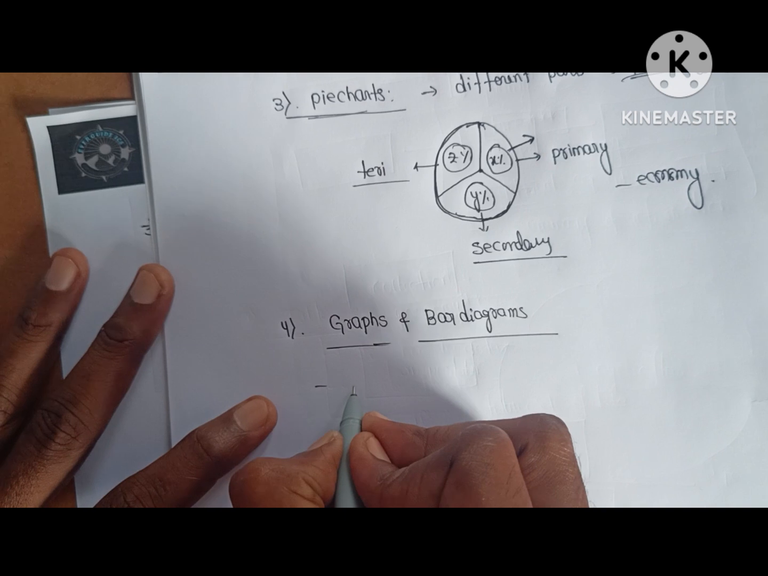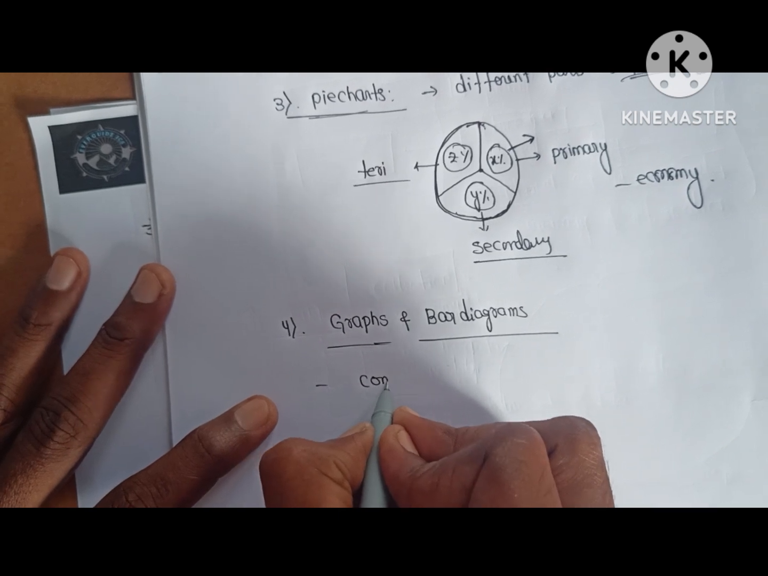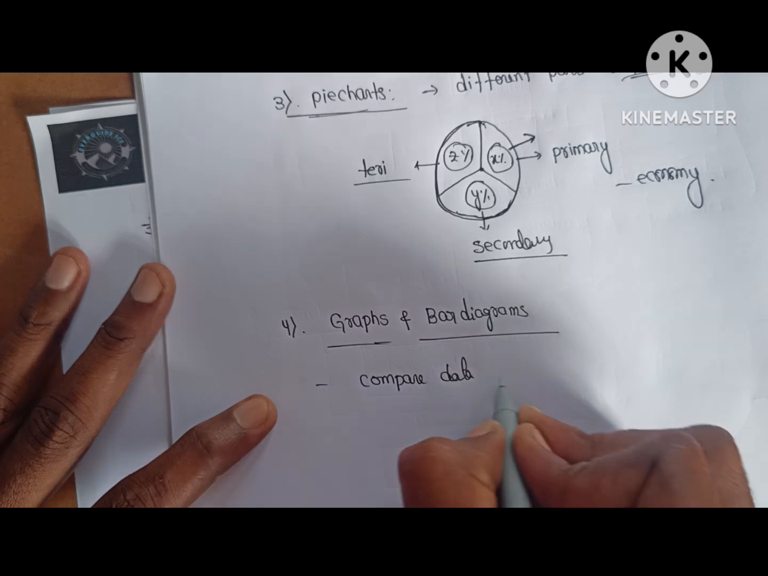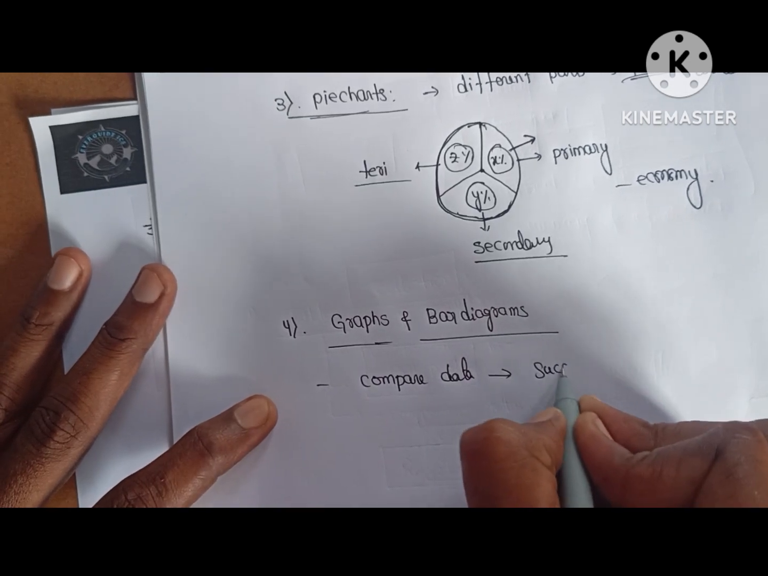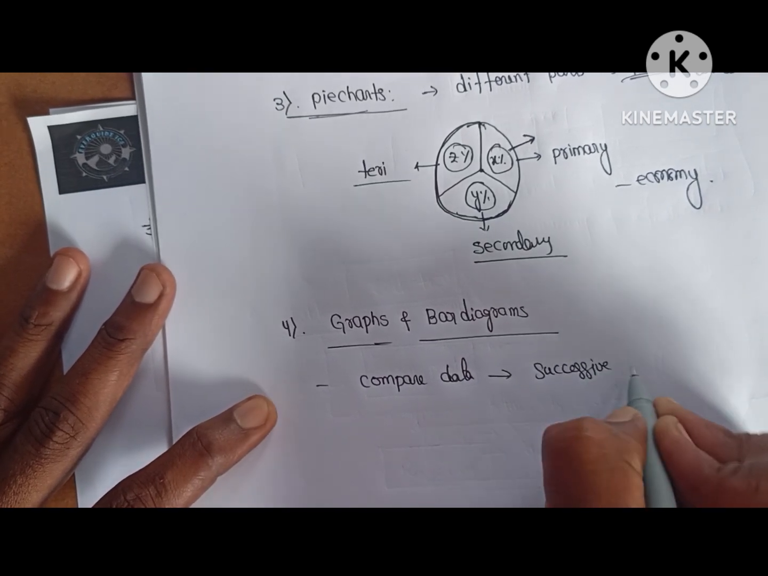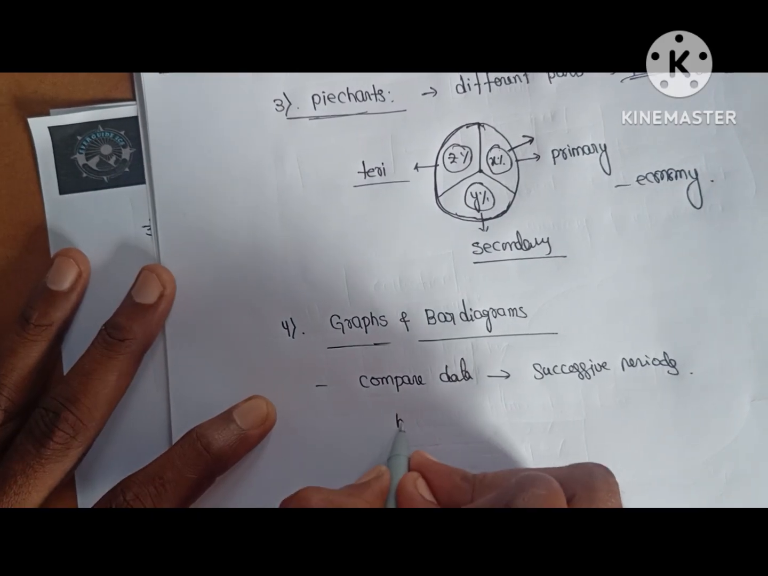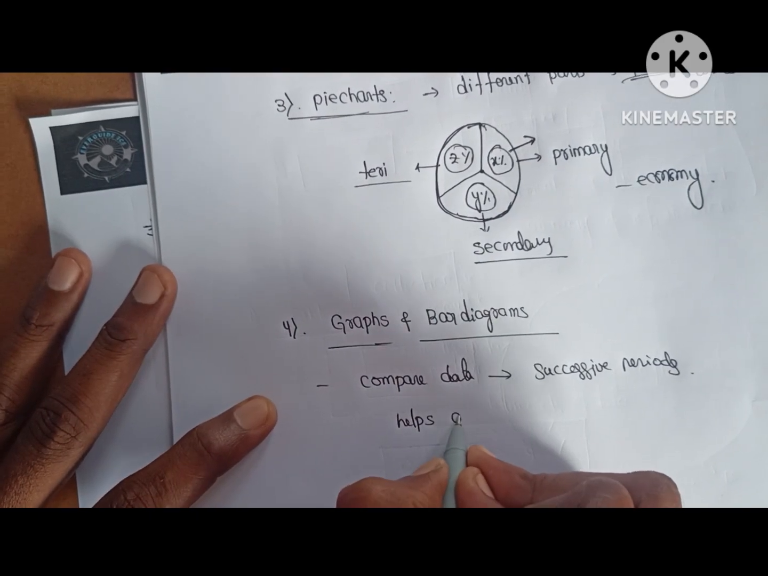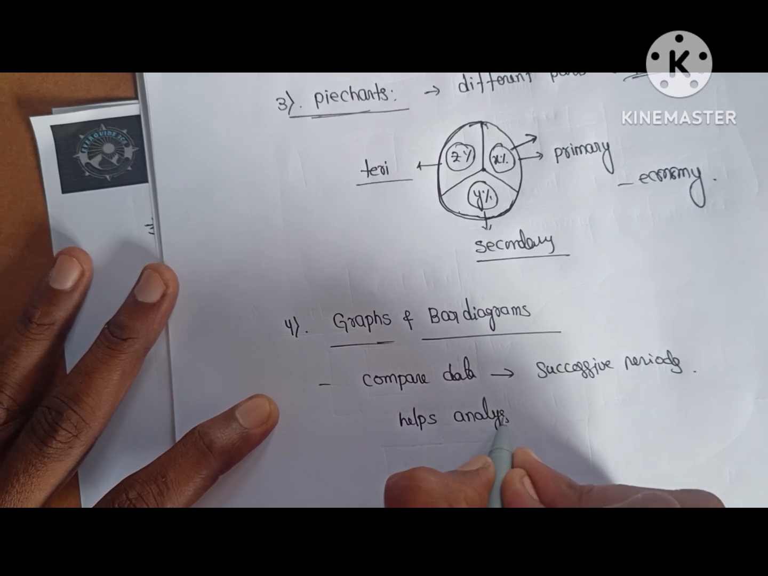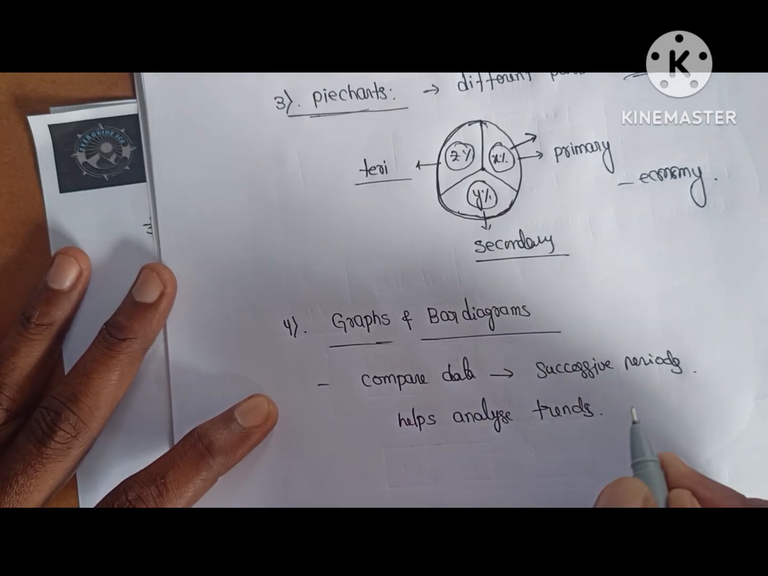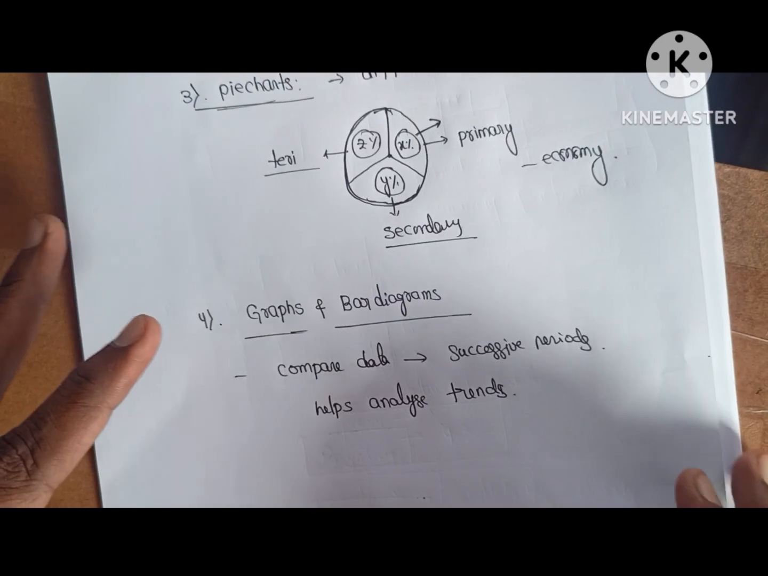Graphs and bar diagrams are used to compare data over periods and help to analyze the trends, whether it is increasing or decreasing from the previous year.